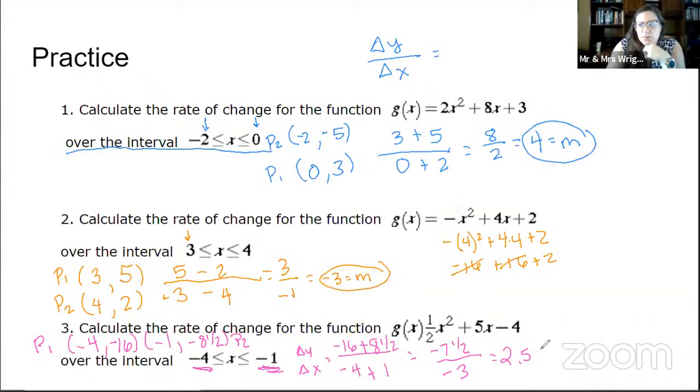So our slope, that's what we were finding out. Our slope is 2.5. So you would put that as what, 3/2? No, 5/2. It would be 5/2 for your final answer if you were to answer this, because 2.5 as a fraction would be 5/2.